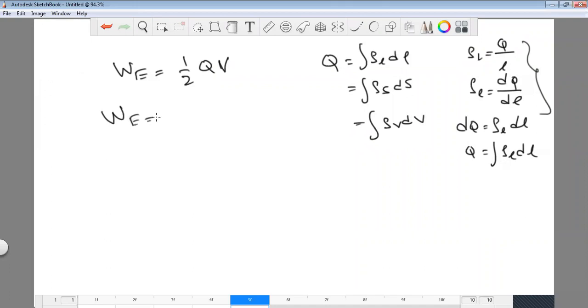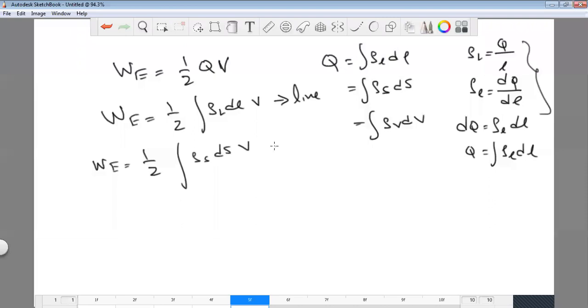So W_E equals 1/2 integral rho_l dl times V. This is for the line charge configuration. And W_E equals 1/2 integral rho_s ds times V. This is for the surface.